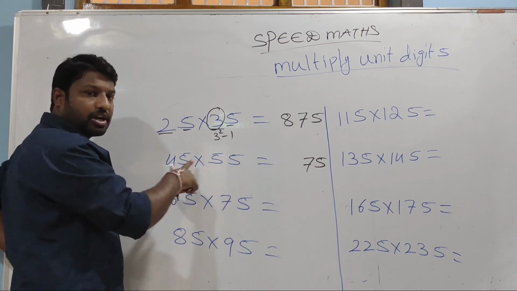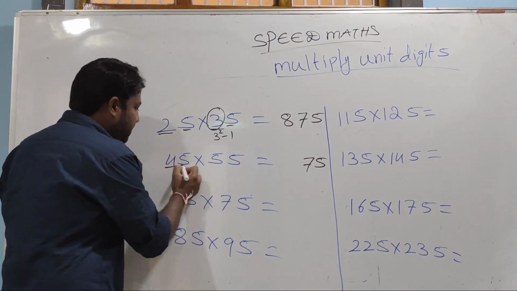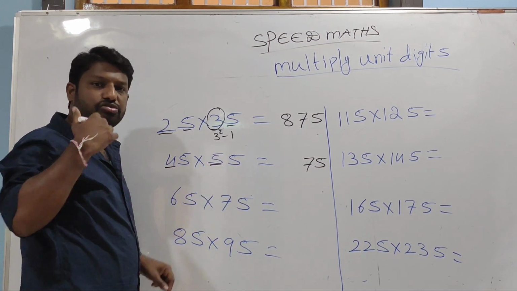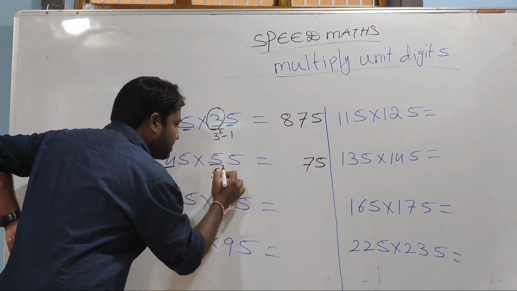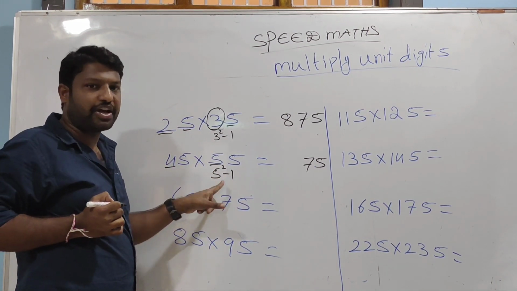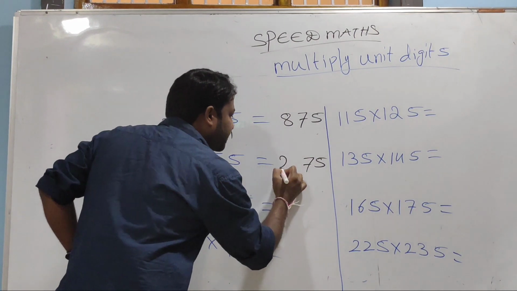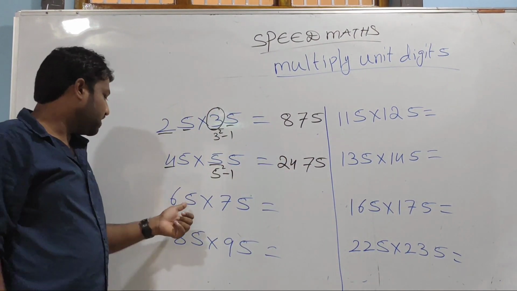Now I will look for the larger number between these. Here 4 is there, here 5 is there. So 5 is larger. Now the square of that number, 5 square minus 1. What is 5 square? 25. Minus 1 is 24. Right? 24.